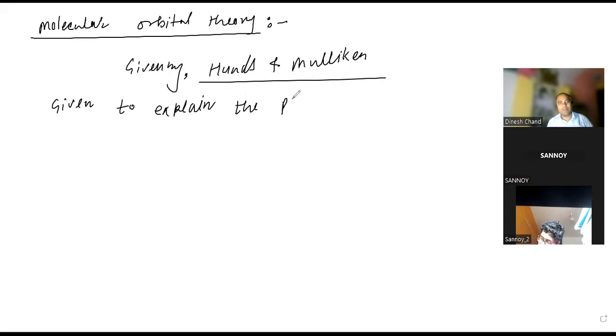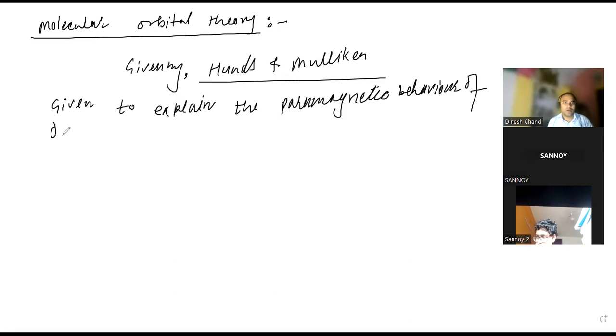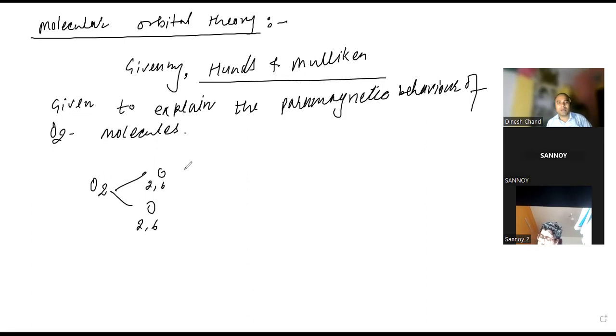Now see, why was this theory given? It is given to explain the paramagnetic behavior of the oxygen molecule. If you are making the O2 molecule, we have oxygen and oxygen, each 2,6. So 1s2, 2s2, and 2p4, and here also 1s2, 2s2, and 2p4.